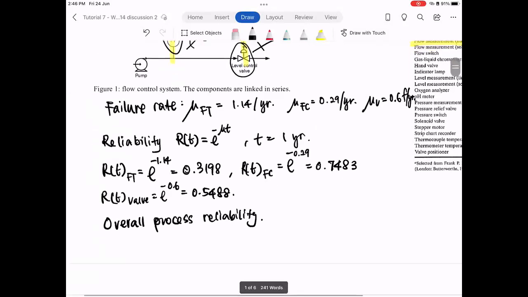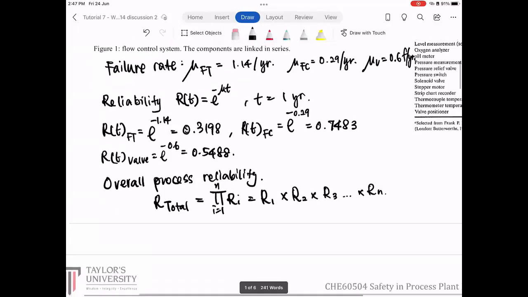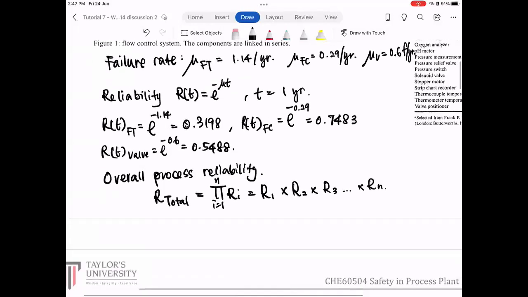So when we look at overall process reliability, the total reliability always goes with pi, i equals 1 to n of Ri. So what does this pi mean? It means R1 times R2 times R3 all the way until Rn. Okay, so why do we times it? How does the data significantly tell us?